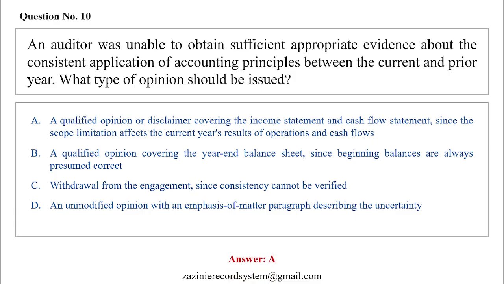Explanation. Letter A is correct because not being able to verify consistent application of accounting principles between years is a scope limitation that reaches into the beginning balances, and beginning balances feed directly into the current year's results of operations and cash flows. That is why the qualification or disclaimer applies to the income statement and cash flow statement, even though the year-end balance sheet itself is unaffected.